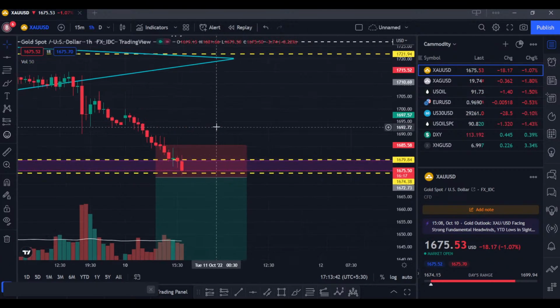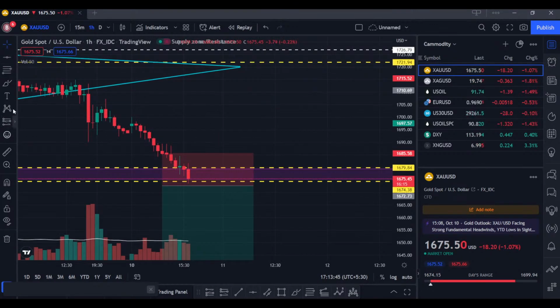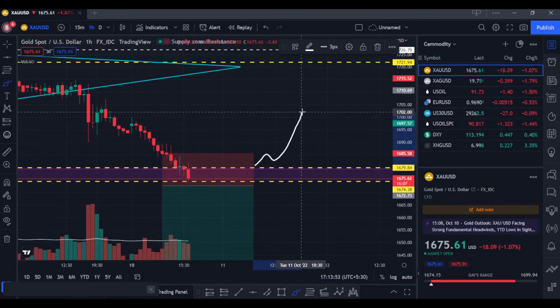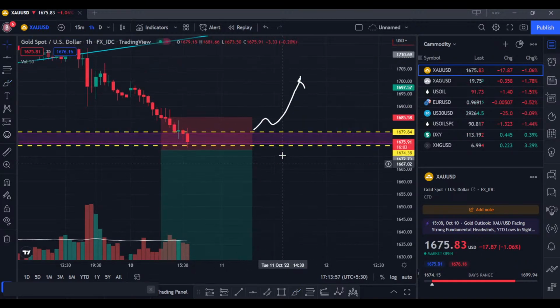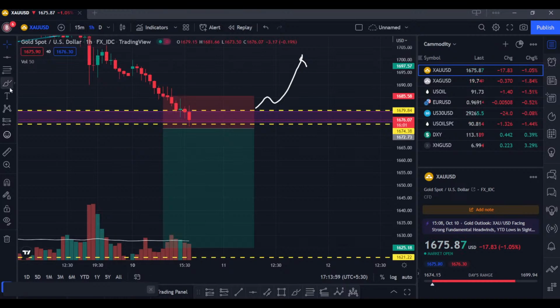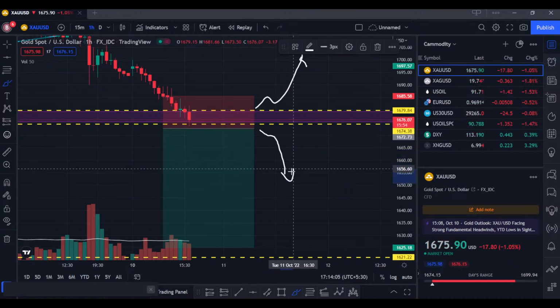If we place a trade we have both a probability to the upside and also a probability for a downside. Both probabilities can happen here.